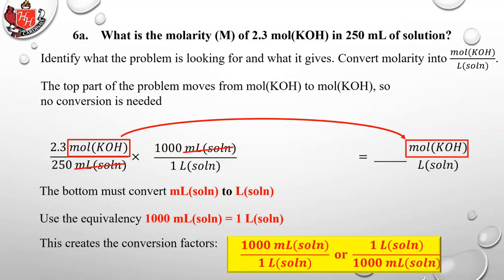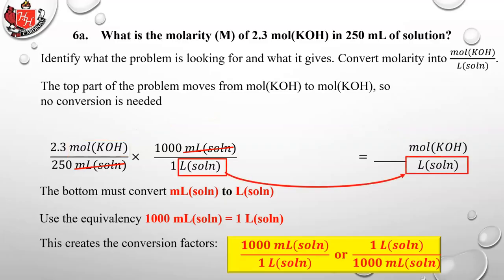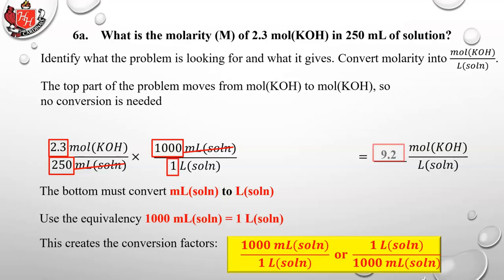So now you're ready to compute the answer. Moles of KOH on the top, liters of solution on the bottom. So you multiply everything on the top, 2.3 times 1,000 divided by 250 divided by 1, and that gives you 9.2 molar is the way you would say that. Moles of KOH per liter of solution, or 9.2 molar.